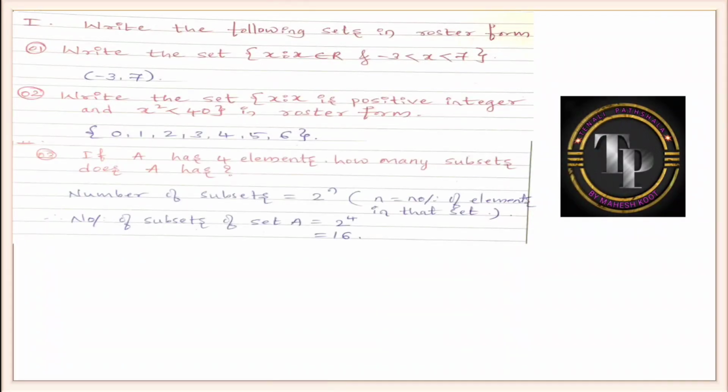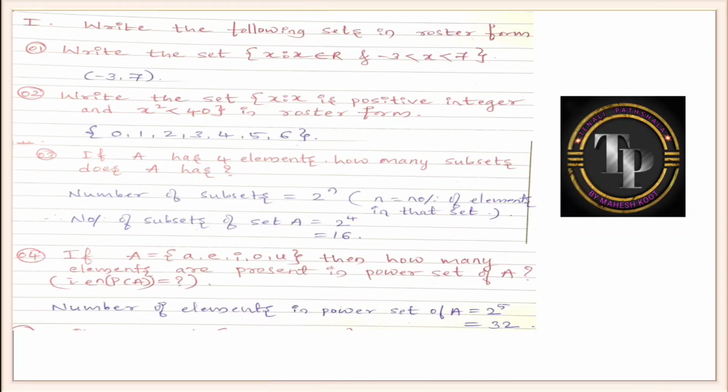If A has 4 elements, how many subsets does A have? Remember, guys, the formula for the number of subsets is 2 raised to n, where n is the number of elements. Our set has 4 elements, hence the number of subsets is 2 raised to 4, and 2 raised to 4 is 16.